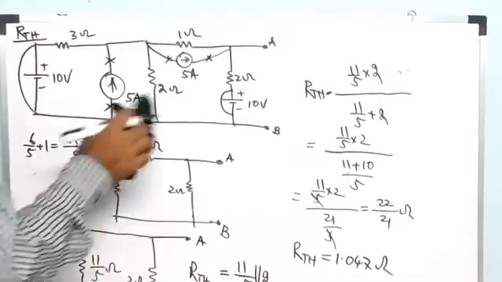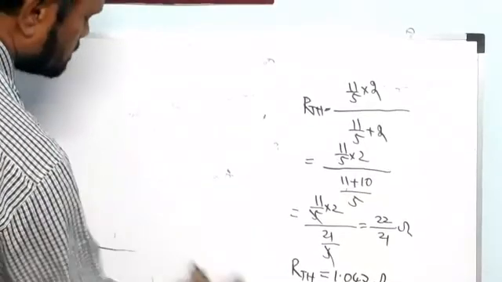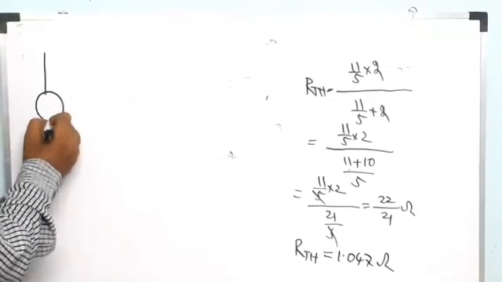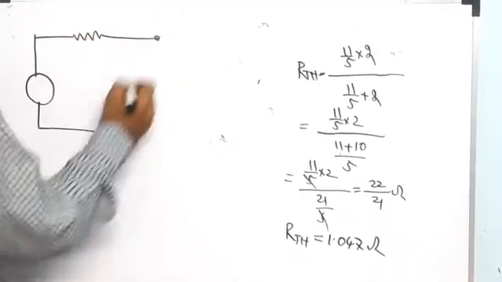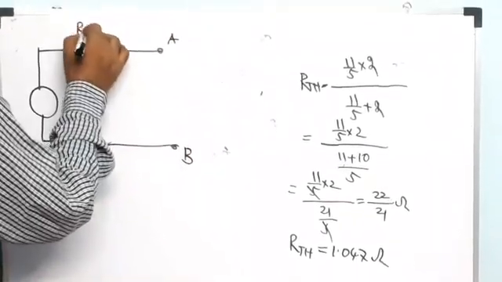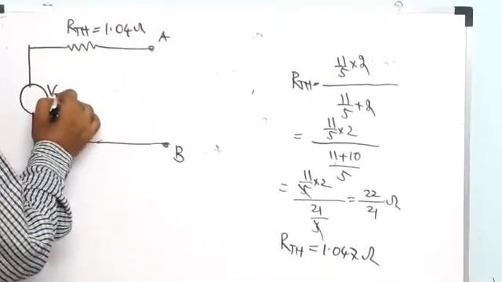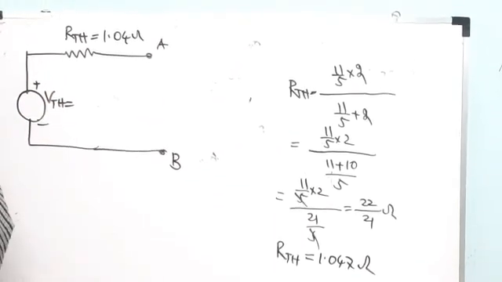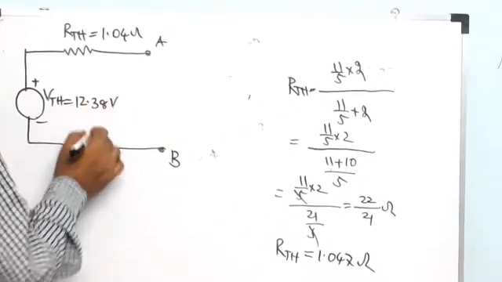Now we have to draw the equivalent circuit of Thevenin. So Thevenin is this, and here RTH, and these two terminals A, B. So RTH is equal to how much? That is 1.047, and VTH positive. What is the VTH value? 12.38 volts. That's all.